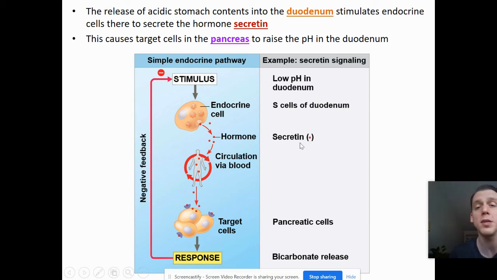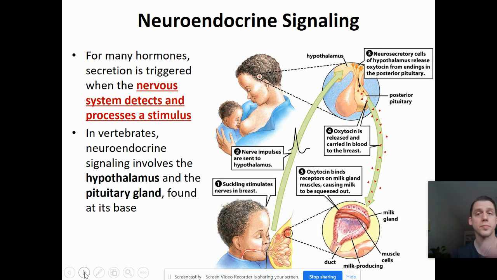Secretin is a hormone that's going to go through your bloodstream, but specifically target pancreatic cells. And it's going to tell your pancreatic cells, hey, make sodium bicarbonate, which is a buffer, which is going to raise the pH to prevent the acidity from harming our duodenum. So it's negative feedback. We have a lower pH, so we create something to make sure the pH doesn't get too low, so to counteract that change.